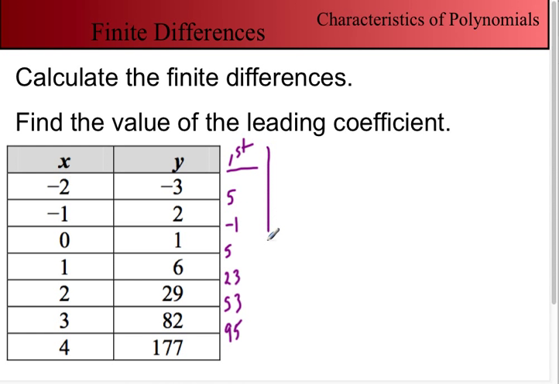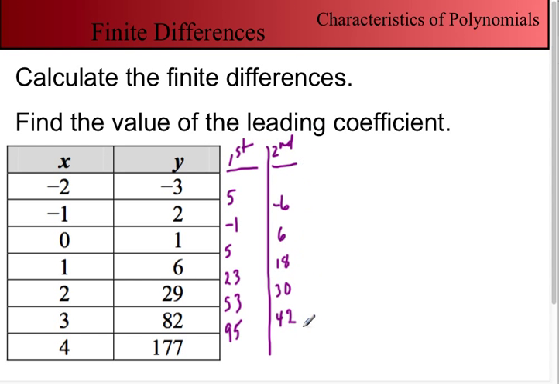Okay. Second differences. Let's do second differences, which are the differences of the first differences. So we got -1, we're going to subtract 5. That's -6. We're going to do 5 subtract -1, so that's 5 plus 1. That's 6. 23 subtract 5 is 18. 53 subtract 23 is 30. And 95 subtract 53 is 42. All right, now the second differences are not equal, which means this is not a quadratic relationship.